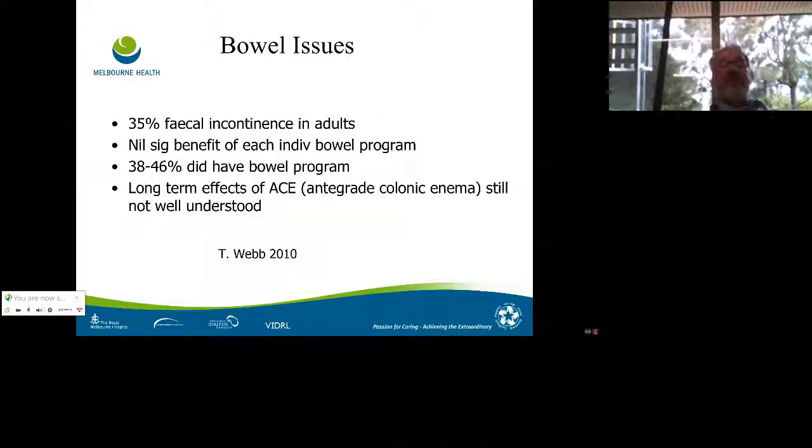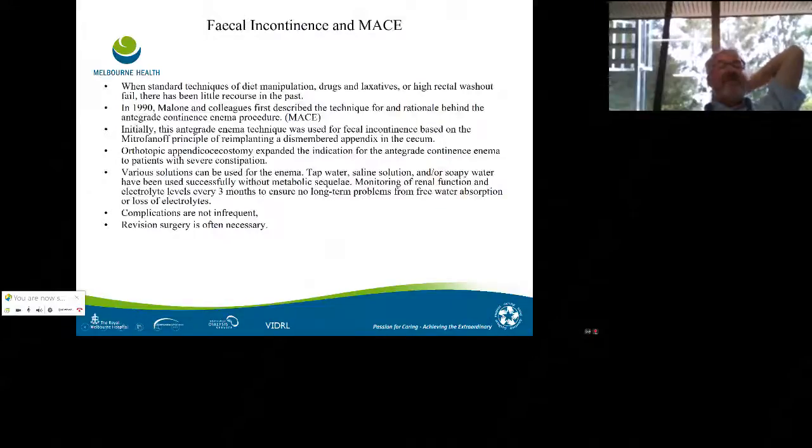Up to a third have fecal incontinence of small or large degree. And so, like everyone with a spinal lesion, you have to have an individual bowel program. But even those, according to Webb in 2010, only 38 to 46% had a regular bowel program. And so it's something certainly as we look at patients coming into the clinic, there is really a major need to go over bowel programs.